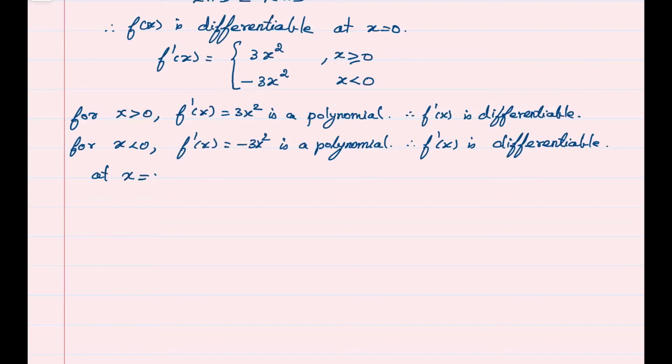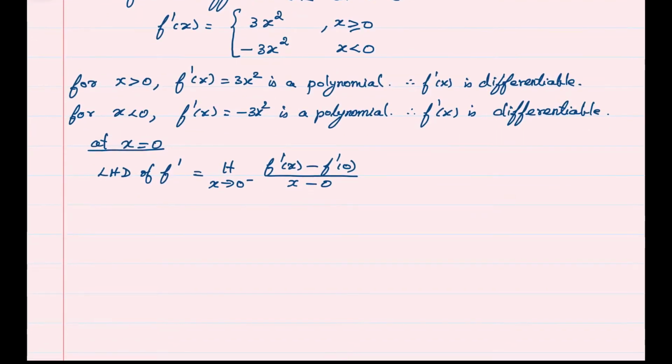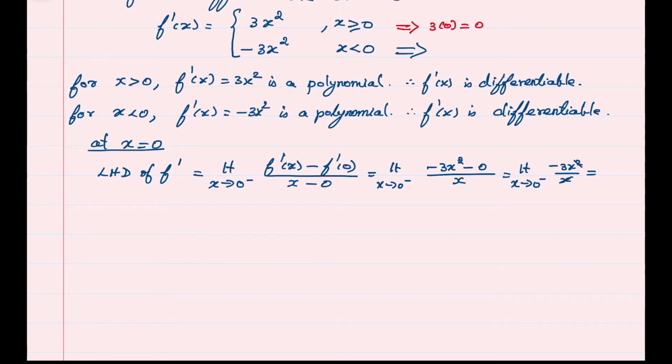At x is equal to 0, we are checking the differentiability of f dashed. LHD of f dashed is equal to limit x tending to 0 minus of f dashed of x minus f dashed of 0 upon x minus 0, equal to limit x tending to 0 minus of f dashed of x. For 0 minus we use the less than 0 definition, which is minus 3x square, minus f dashed of 0. The x equal to 0 definition gives 0 here. Divided by x minus 0 is x, which is limit x tending to 0 minus of minus 3x square divided by x. By substituting the limit value 0, we get the answer 0.